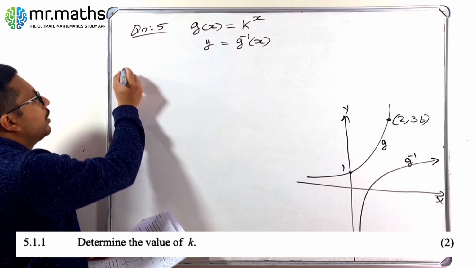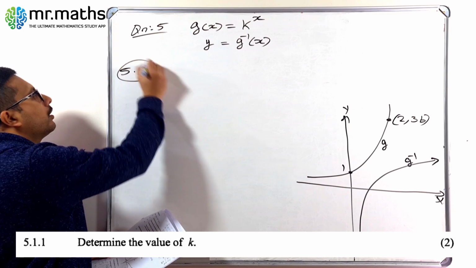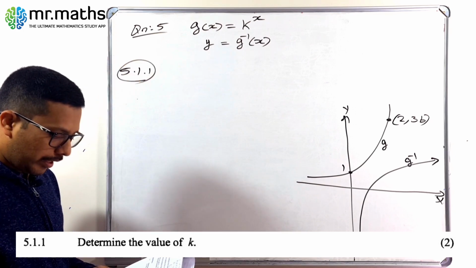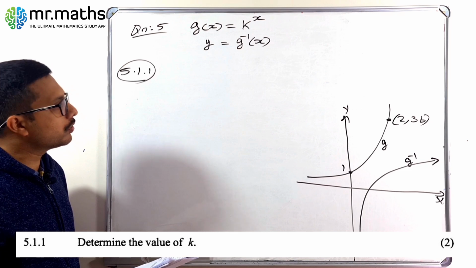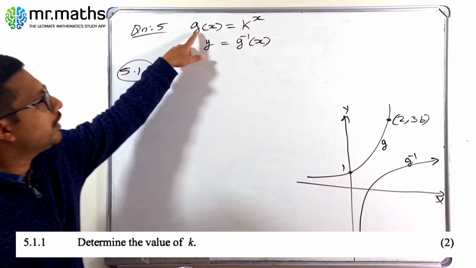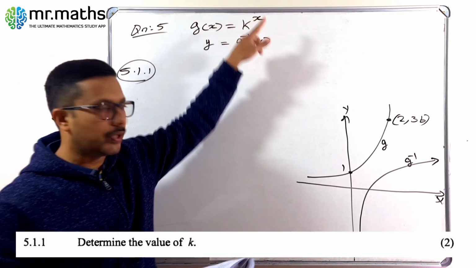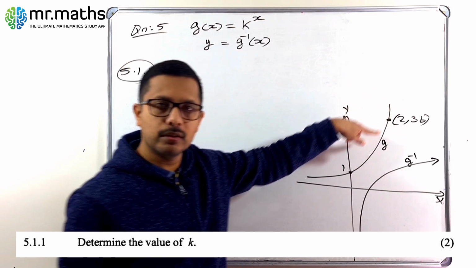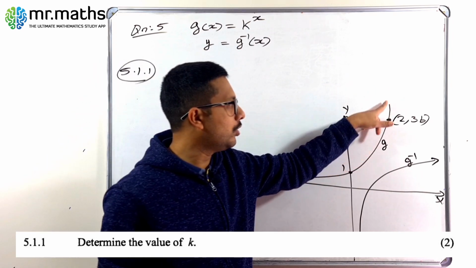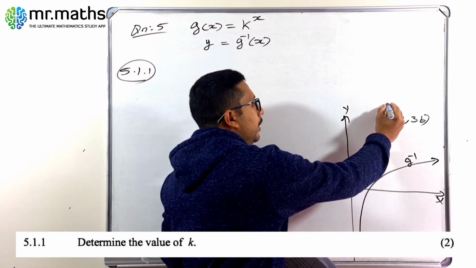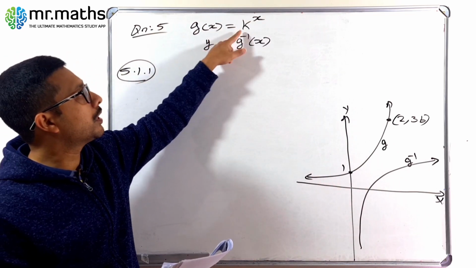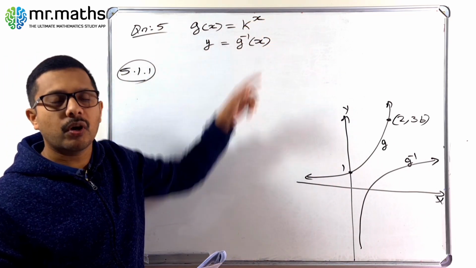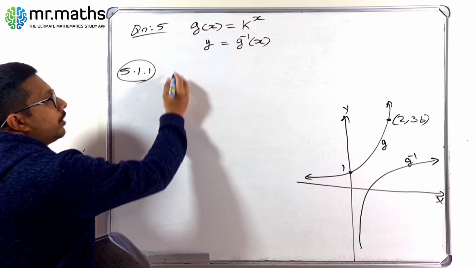5.1.1, first question. What is that question? Determine the value of k. You have to find the value of k. So where is this k? g of x is equal to k raised to x, that means our given g of x graph. So on that g of x graph, k lies there. So how can you find the value of k there?